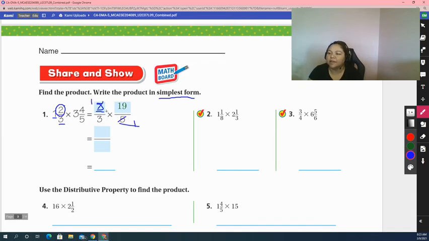So now I'm going to multiply 1 times 19 is 19. 3 times 1 equals 3. Now all I have to do is rewrite this as a mixed number. Okay, that's part of simplifying. So I'm going to divide 19 divided by 3. Okay, the numerator goes inside my division problem. My denominator is the divisor. So how many times does the 3 fit into the 19?